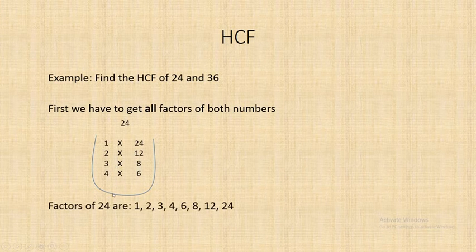So the factors of 24 are 1, 2, 3, 4, 6, 8, 12, 24. So I'm saying it here in order, in order not to forget any factor.